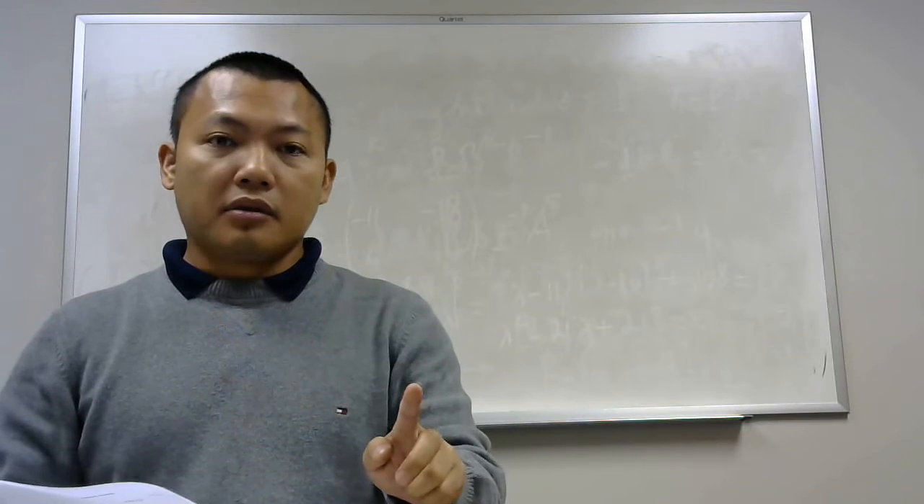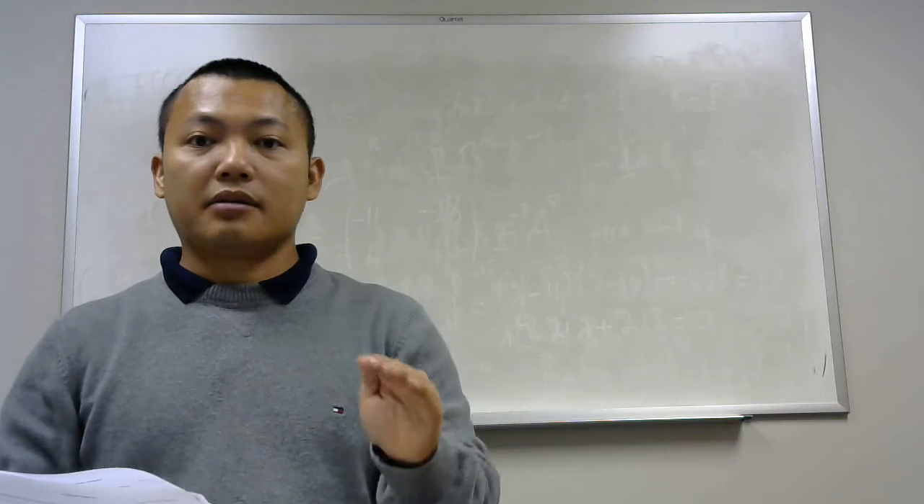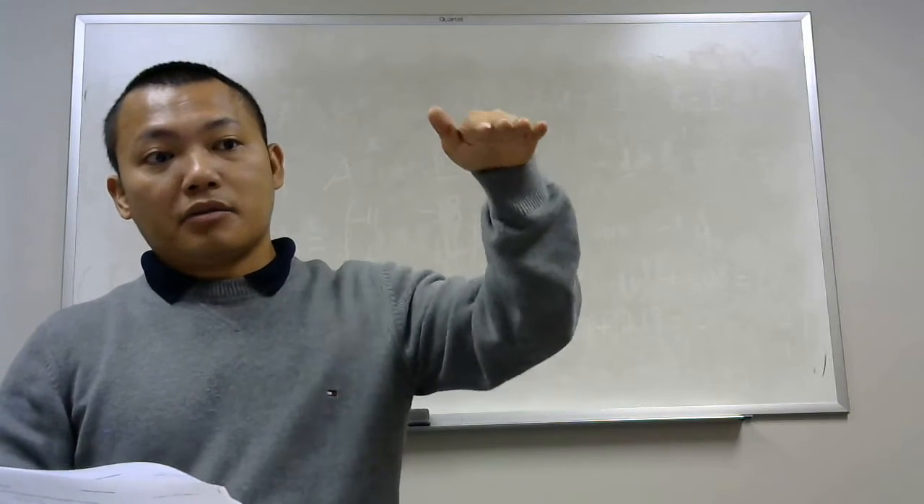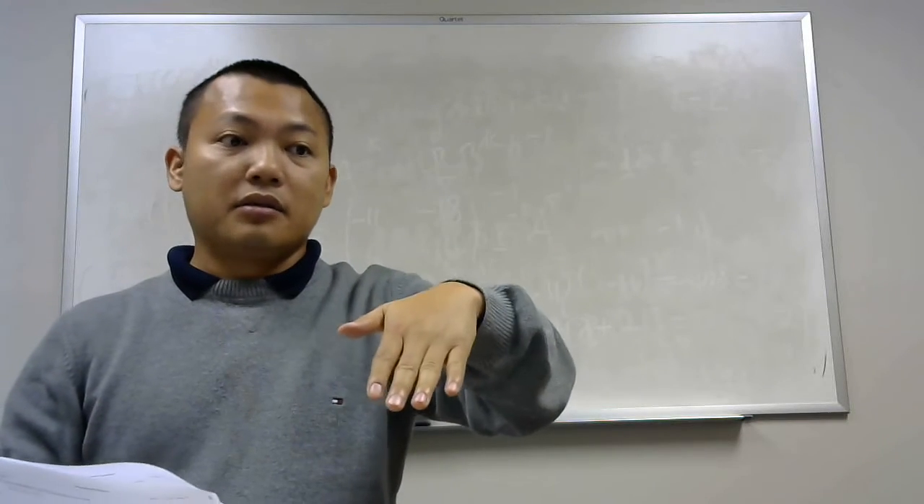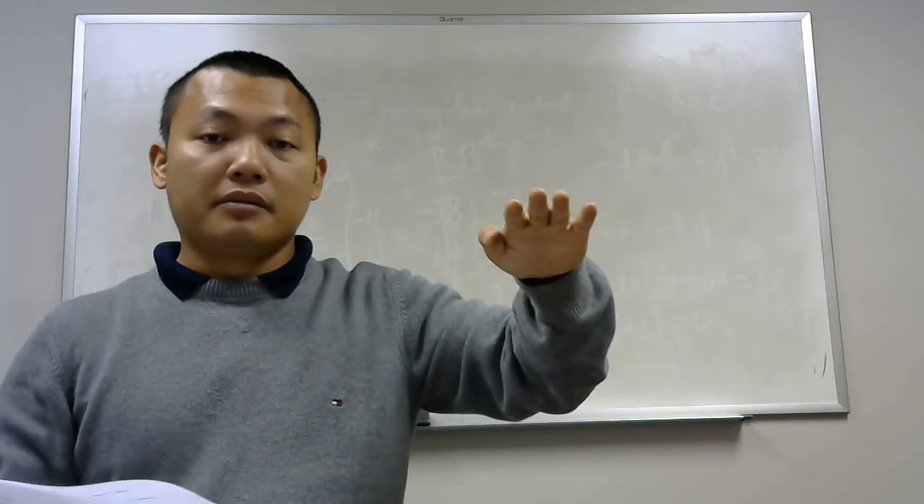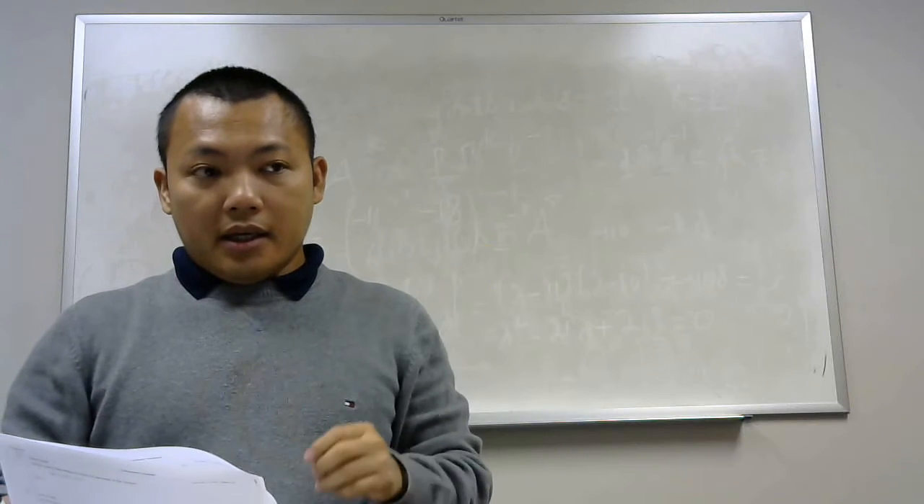We use the first derivative to find intervals where the function is increasing, decreasing. The function is increasing if the first derivative is positive. The function is decreasing if the first derivative is negative. And if the first derivative is zero, that is critical point. Okay?